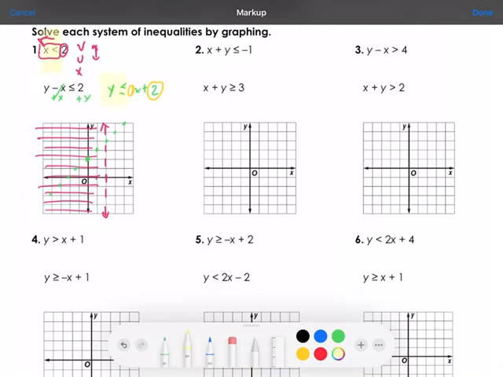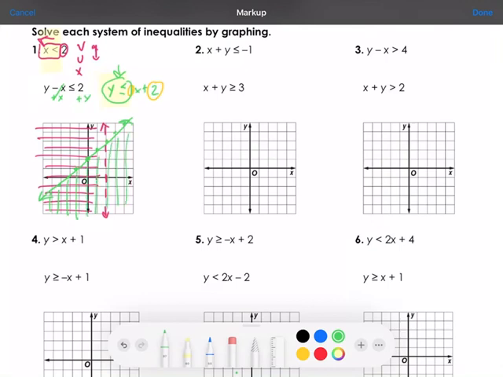So this is what my line will look like. And then I look at the inequality symbol. It's y is less than or equal to. Since it has the or equal to, I'm going to do a solid line here. And since y is less than, it's going to go down.